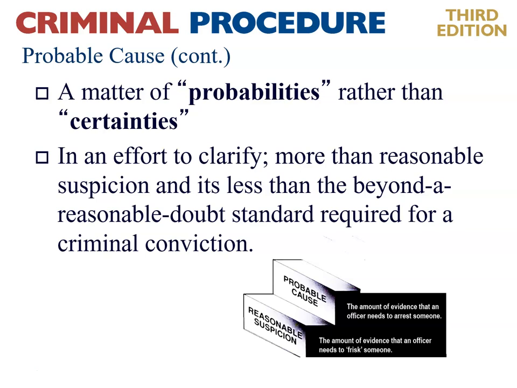So in an effort to clarify, probable cause is more than reasonable suspicion, but it's less than the proof beyond a reasonable doubt standard. So it's not the highest and it's not the lowest. So remember, it's a matter of probabilities, not certainty. If it was certainty, it would be a higher standard. So hopefully that helps as well.